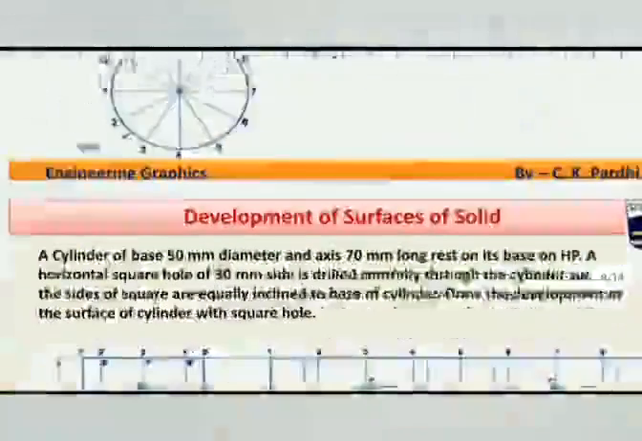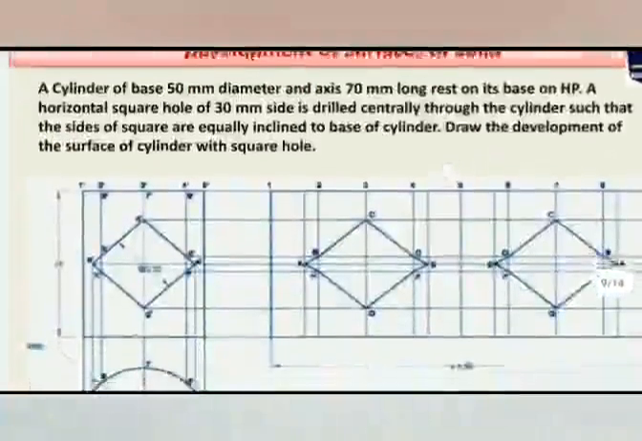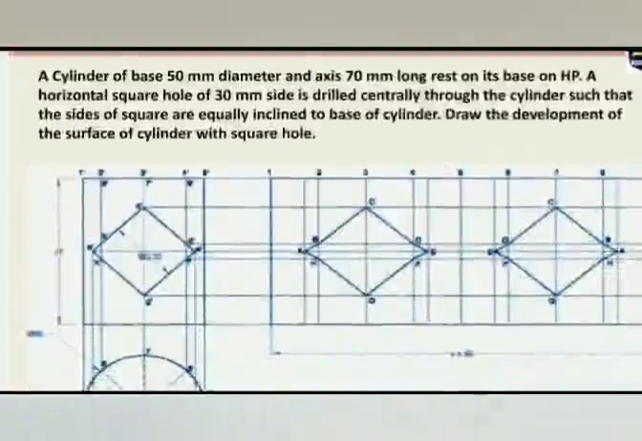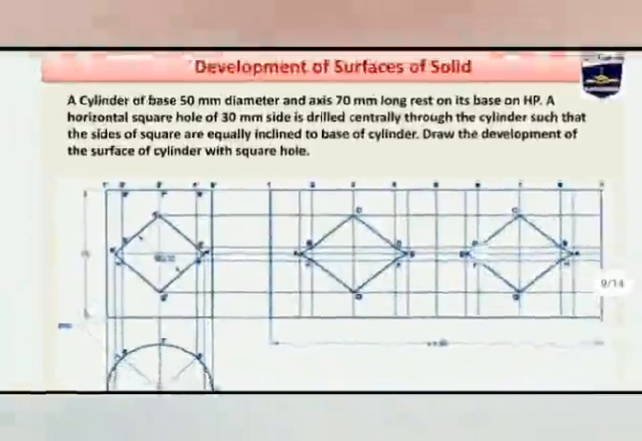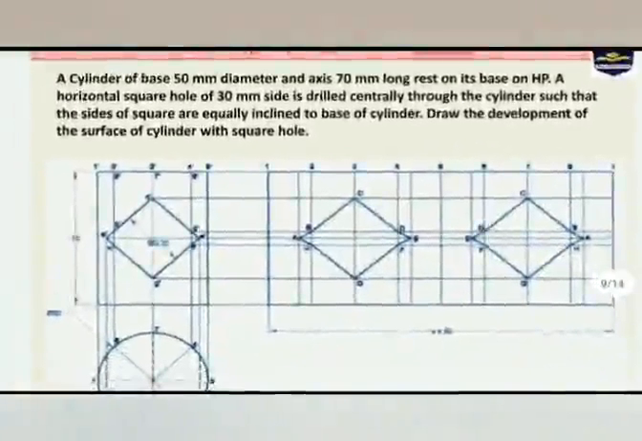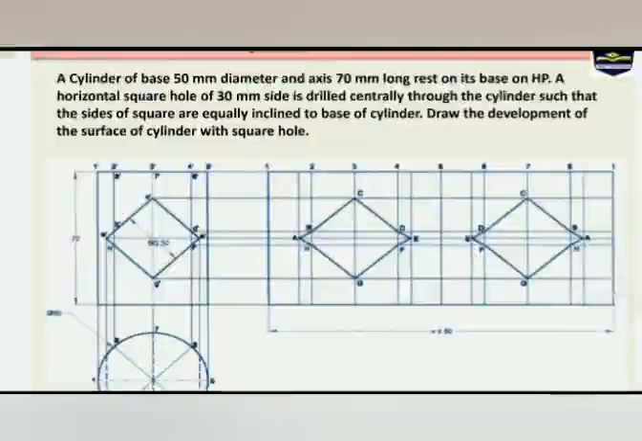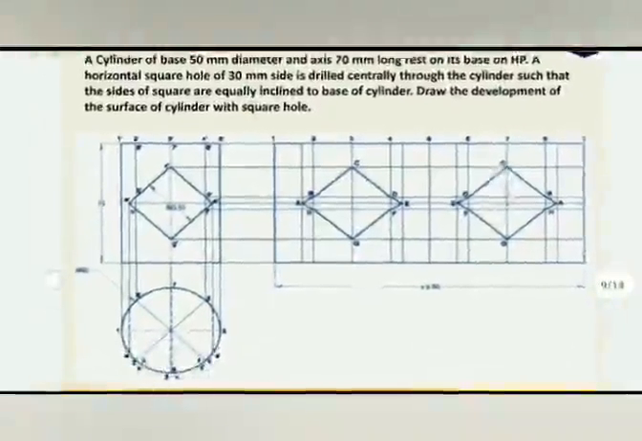Let's see another example. A cylinder of base 50 mm diameter and axis 70 mm long rests on its base on HP. A horizontal square hole of 30 mm side is drilled centrally through the cylinder such that the sides of the square are equally inclined to the base of the cylinder. Draw the development of cylinder with a square hole.